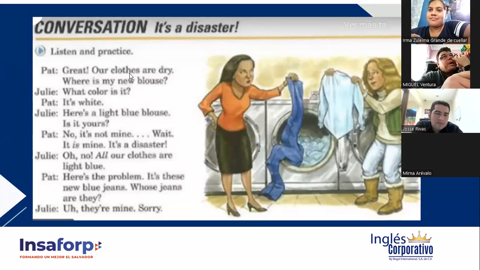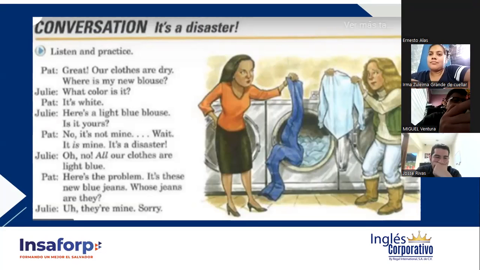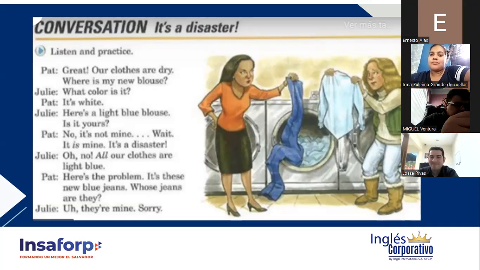Our clothes are dry. What is my new blouse? What color is it? It's white. Here is a light blue blouse. It is yours? No, it's not mine. Wait. It is mine. It's a disaster. Oh no. Our clothes are light blue. Here's the problem. Is there new blue jeans? Whose jeans are they? They are mine. Sorry.